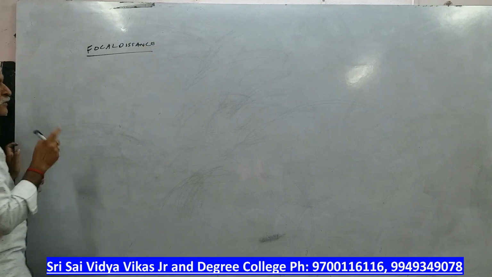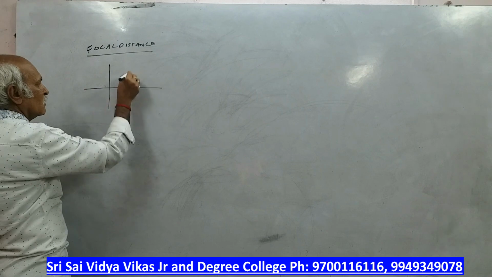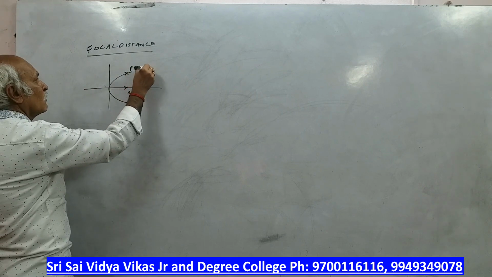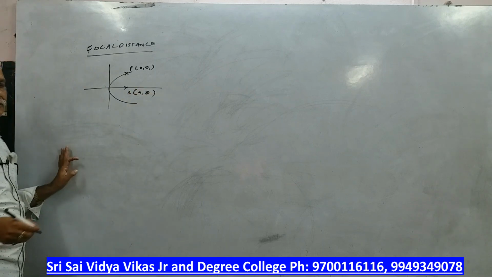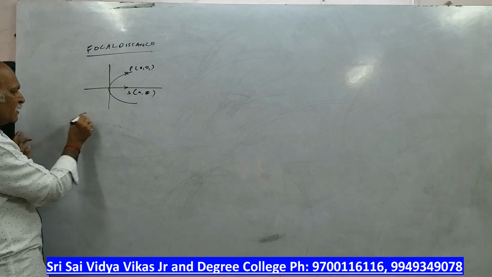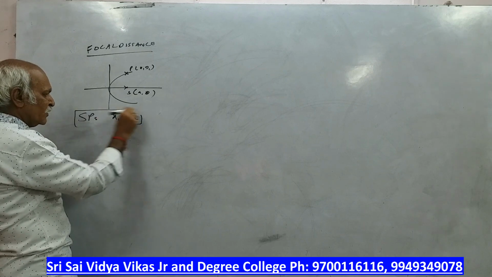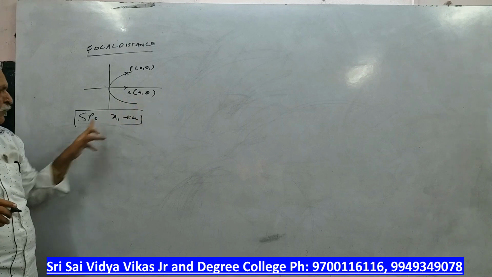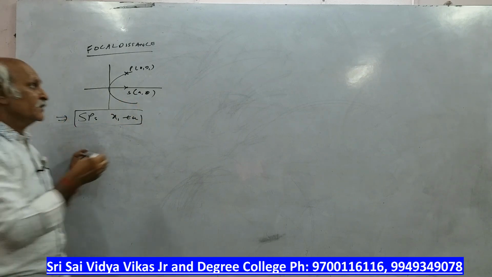okay, what is the focal distance? Many times it is given for 2 marks, sir. The distance between the focus and the point is called focal distance. We say SP is equal to x1 plus a. You don't need to use the distance formula. Coordinates we know, a comma 0 we know. So what is the formula? x1 plus a. This is very, very important, sir. Okay, next.